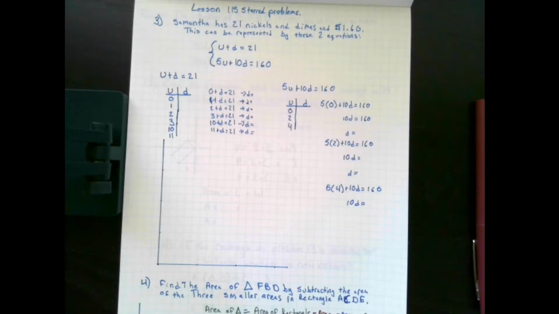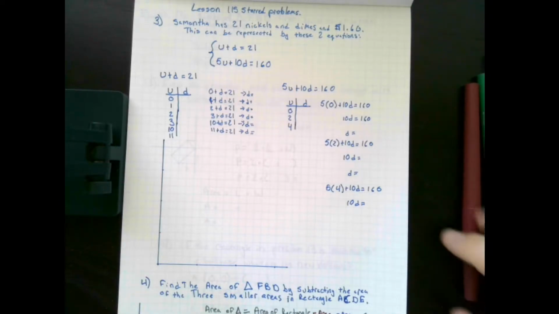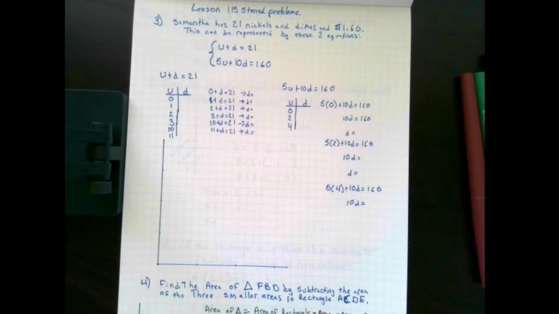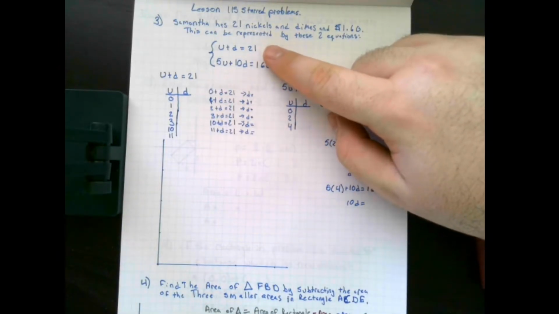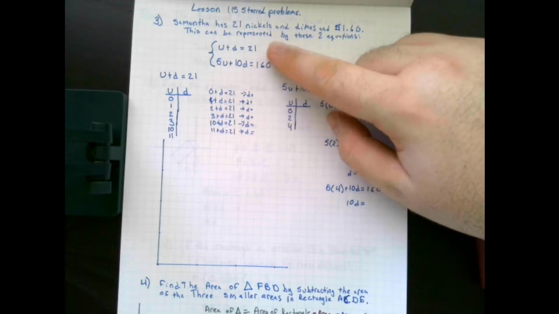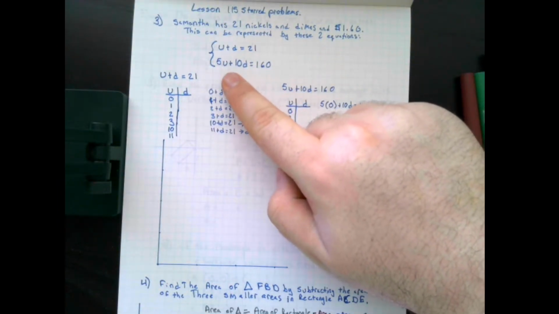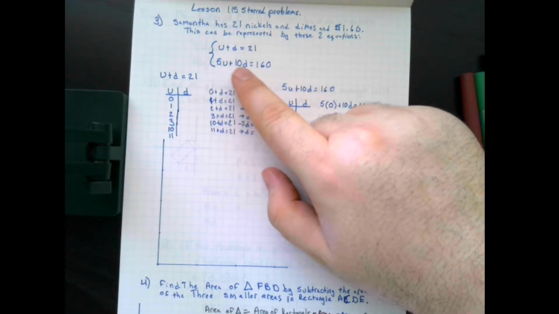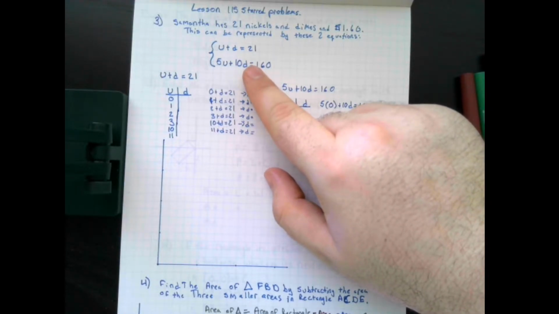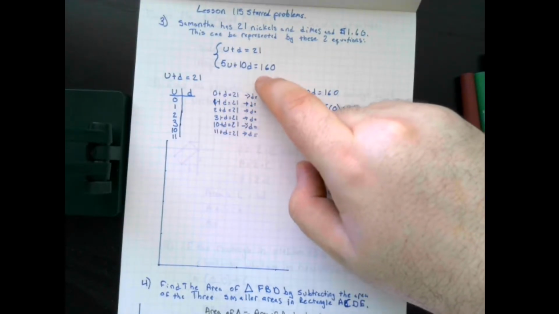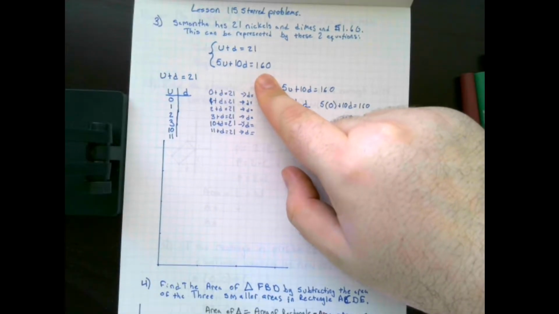Now, this can be represented by these two equations. U plus D equals 21, and 5 times U plus 10 times D equals 160, where U is our nickels and D is our dimes. We know that U is the nickels because it's being multiplied by 5. The first equation is how many coins we have total. The second is the number of one coin times how much it's worth, plus the number of the other coin times how much it's worth, added together, equaling the number of cents we have.